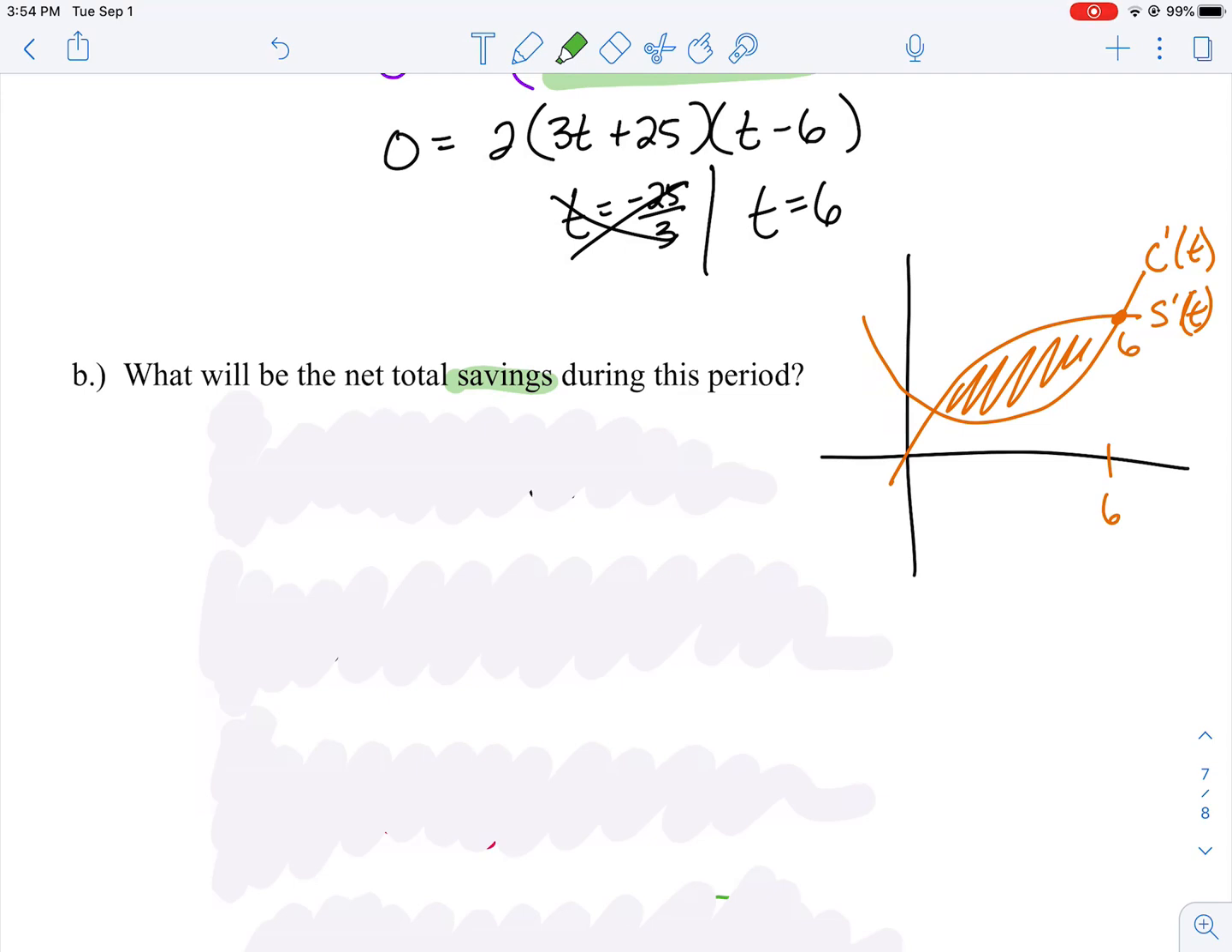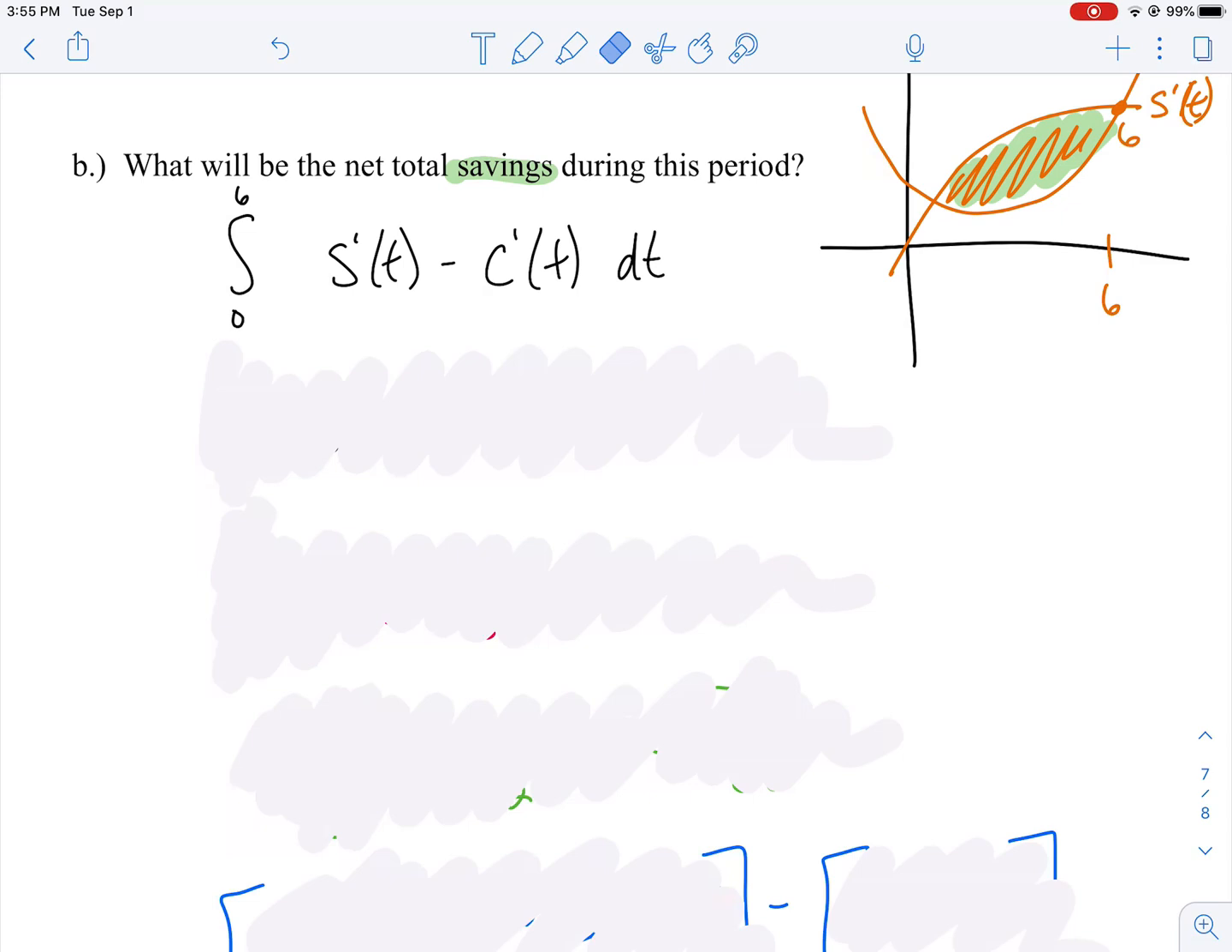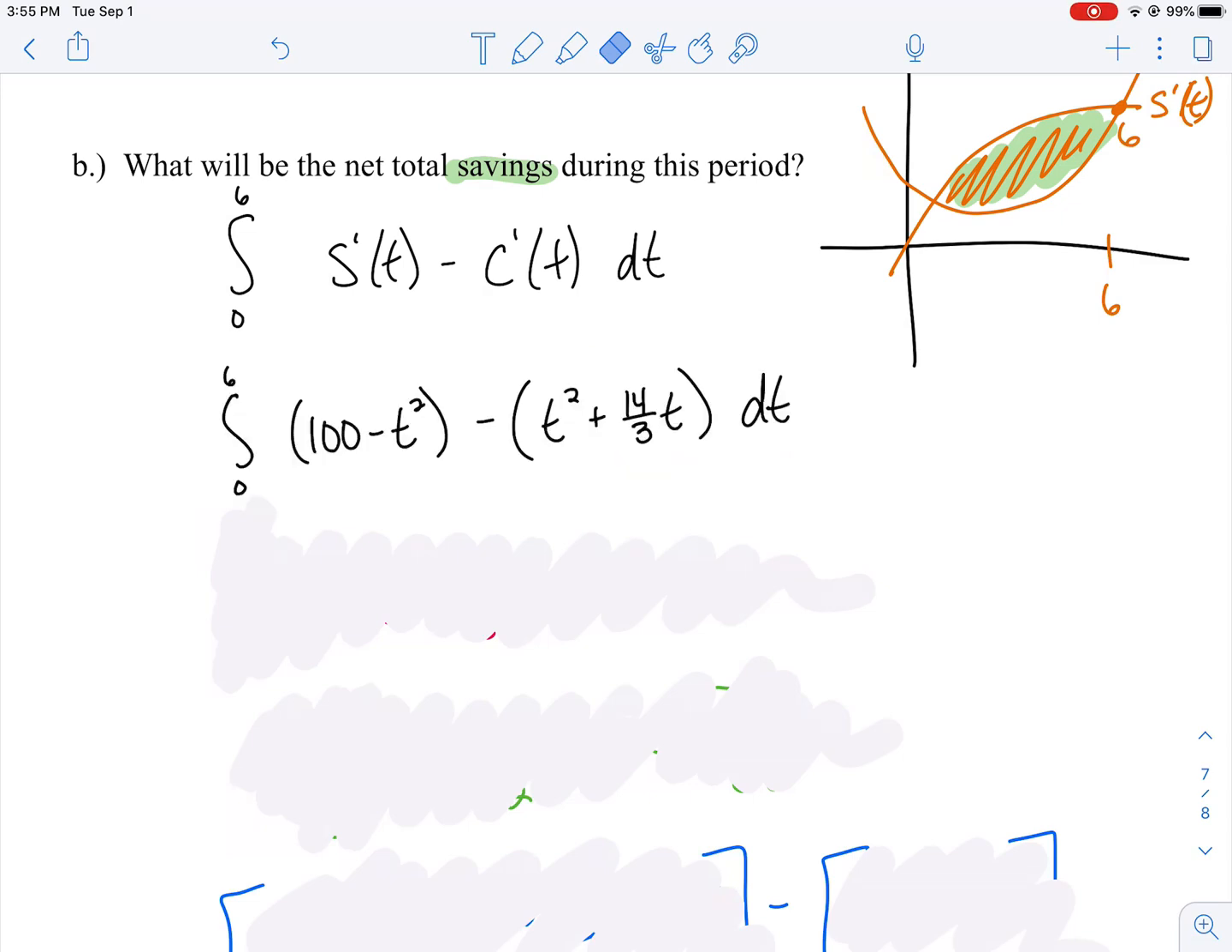That'll be the actual savings I have over that period of time. What we're really doing is finding the area in between my cost function and my savings function, right? I'm going to start at t equals 0, and I'm going to end at t equals 6, because I want to know how much I'm saving in that time, from the beginning all the way to year 6. So let's set up an integral from 0 to 6 of my savings, my top, minus my cost, my bottom. Remember, if I'm finding the area in between two curves, I want top minus bottom. Let's plug in our functions.